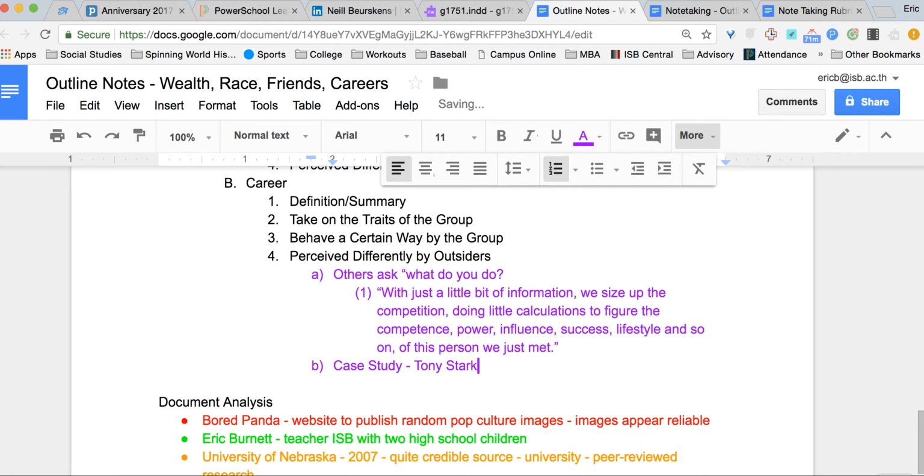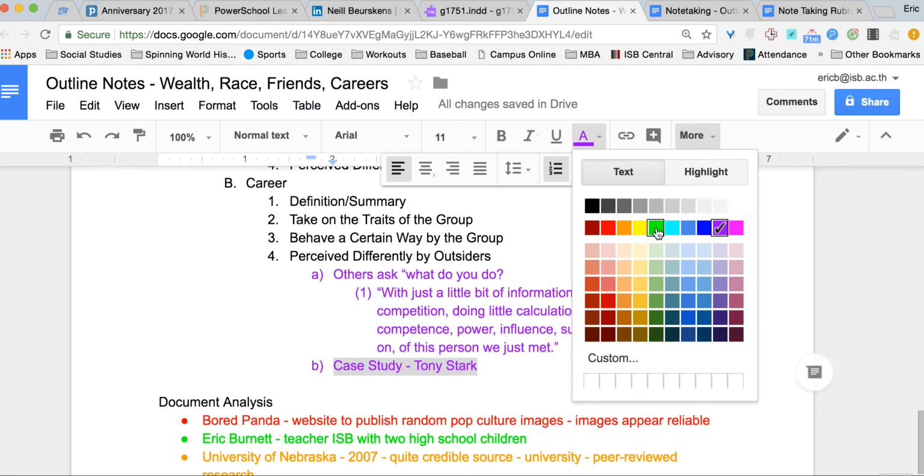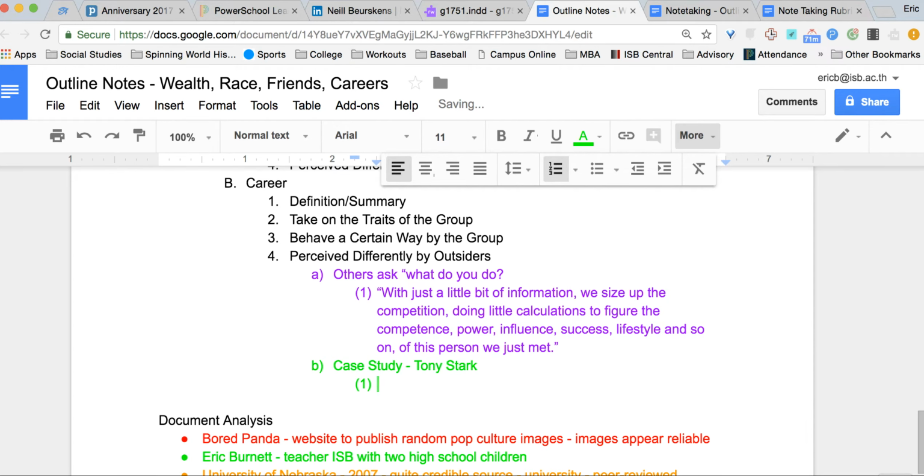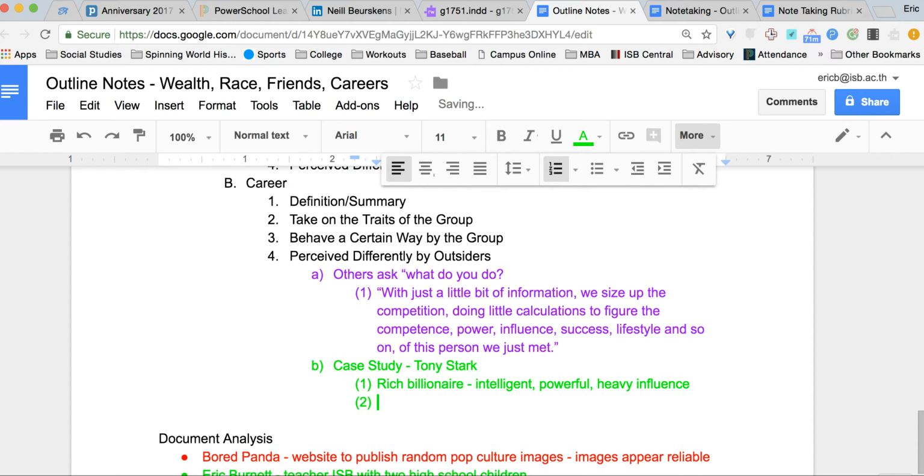Tony Stark. Now again, this is green. This is my personal insight case study. Tony Stark, rich millionaire. My assumption is, based on the fact that he's wealthy, he's also going to be intelligent. He's going to be powerful. He's going to influence a lot of people. And in fact, heavy influence, he's the leader of the Avengers.